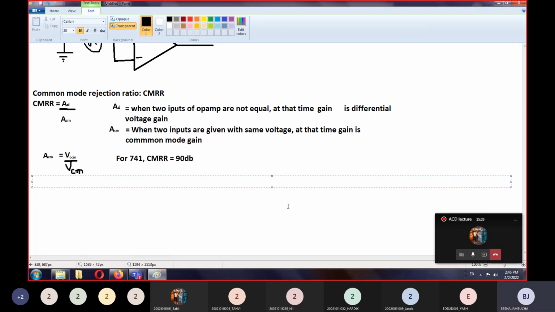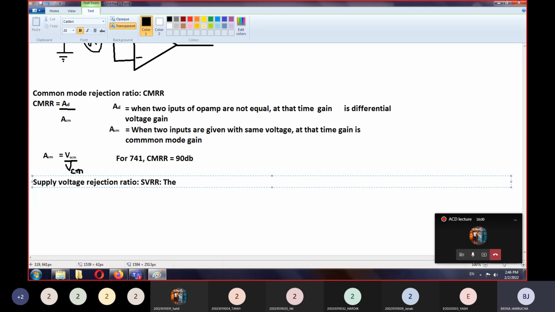Then comes supply voltage rejection ratio, and sometimes it is also known as SVRR. Sometimes it is also known as power supply rejection ratio, PSRR. Right? It is another name for the same thing. So let's first define this thing.